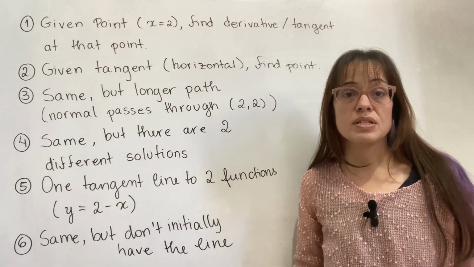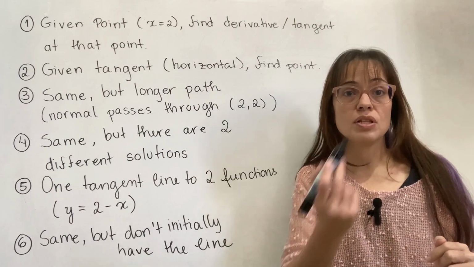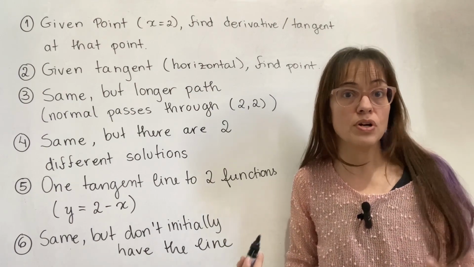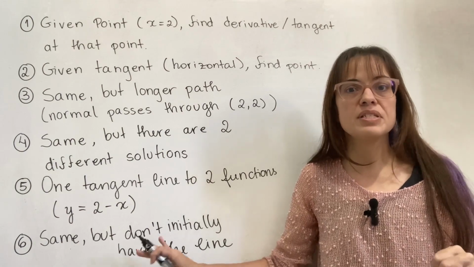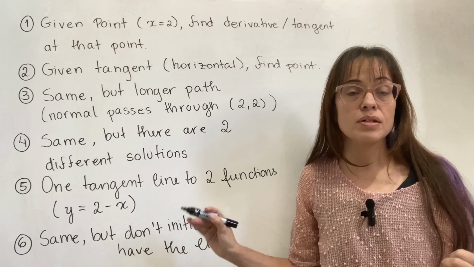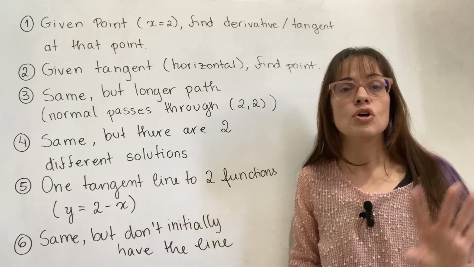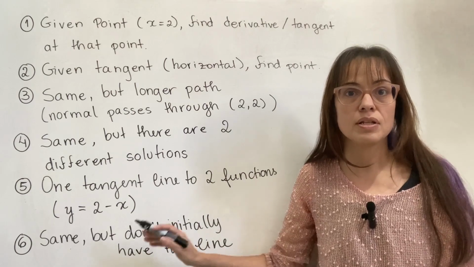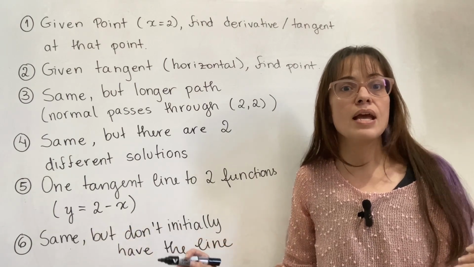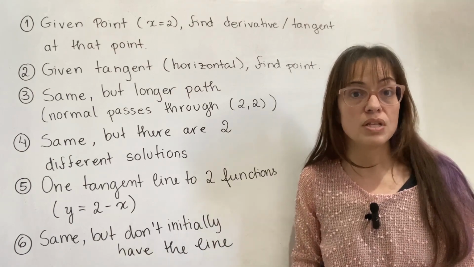Problem 6 was kind of the same thing because we wanted the tangent line to be tangent to two functions at the same time. But 6 was a little bit more difficult than 5 due to the fact that in problem 5 we already had the equation of this tangent line from the beginning of the problem. It was the line y equals 2 minus x. And in problem 6 we didn't have the equation of the tangent line.